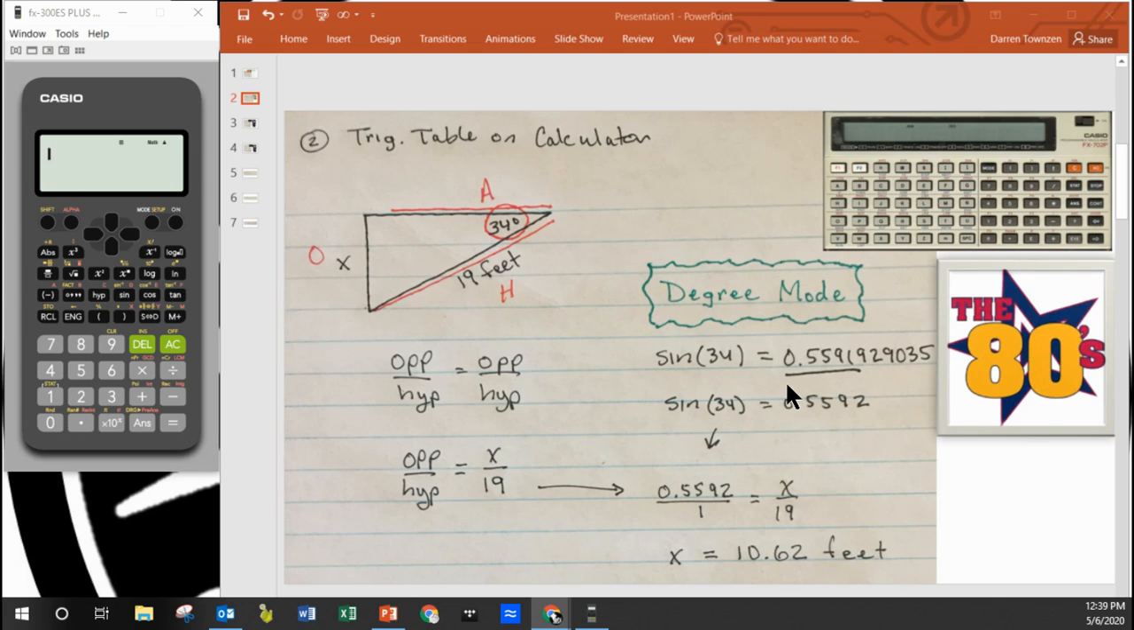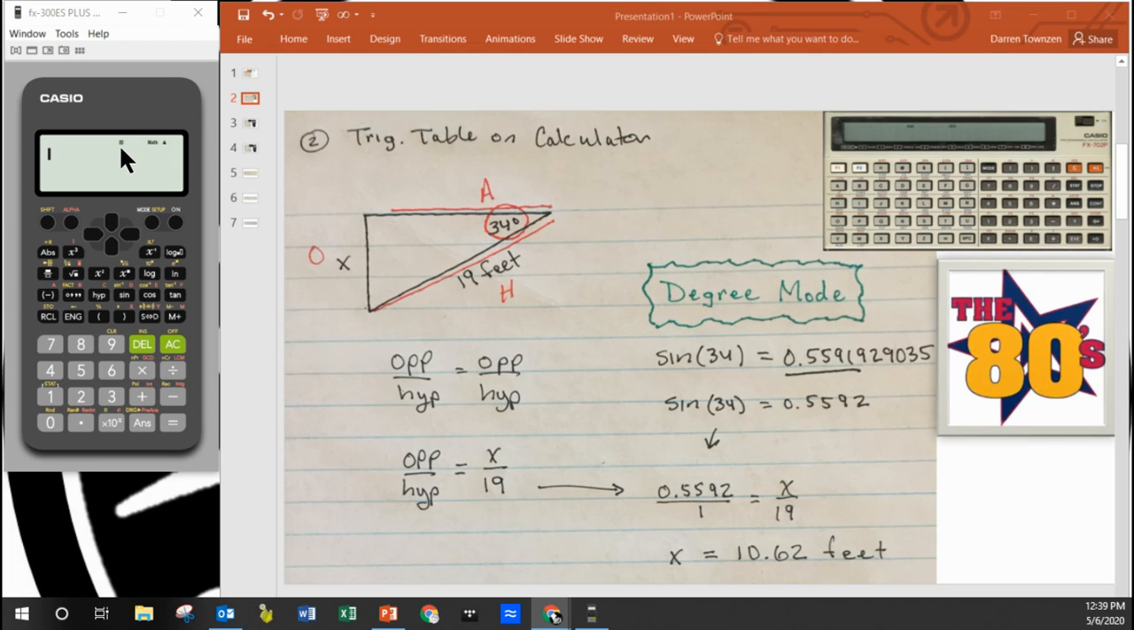So the first thing that we have to learn about our calculator is how to make sure that our calculator is in degree mode. So if you look over here, here's the computer version of the calculator that we normally use in class. And if you look right here on the screen, and if you get out your Casio FX 300ES Plus and you look right here on the screen, there's either going to be a D, an R, or a G.